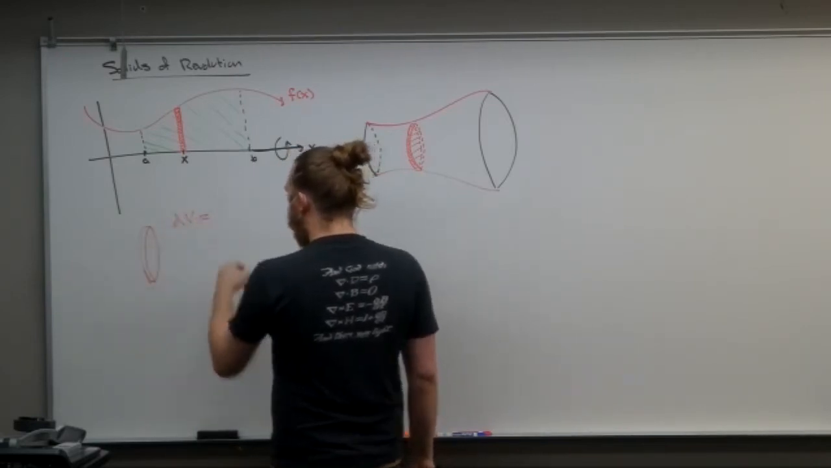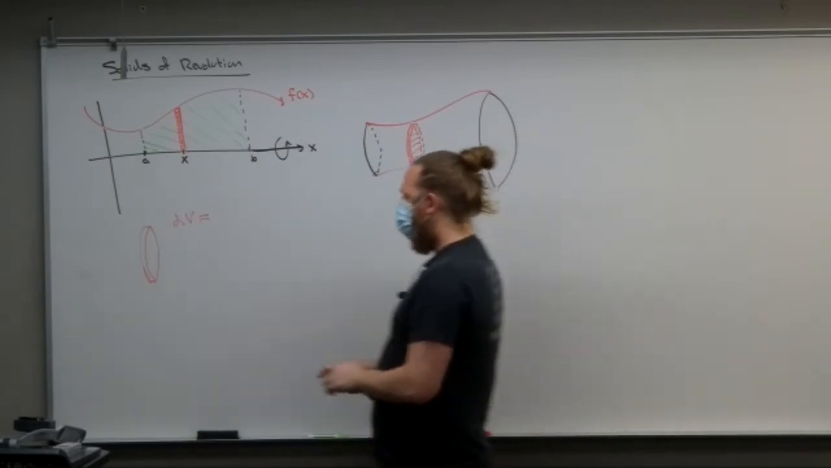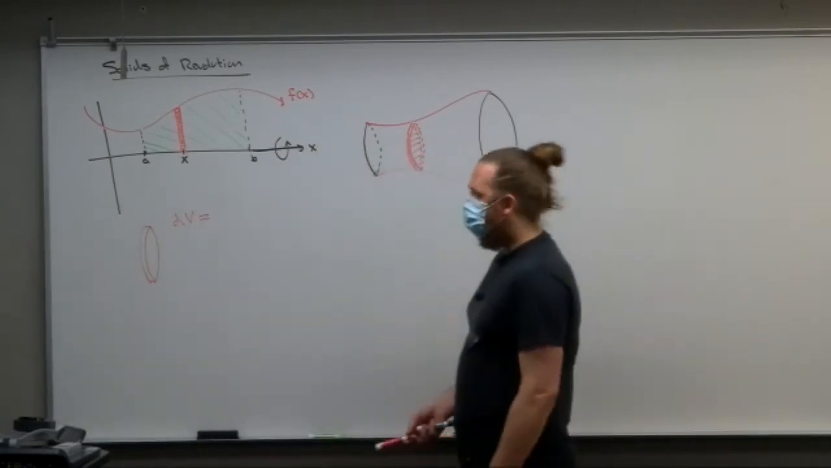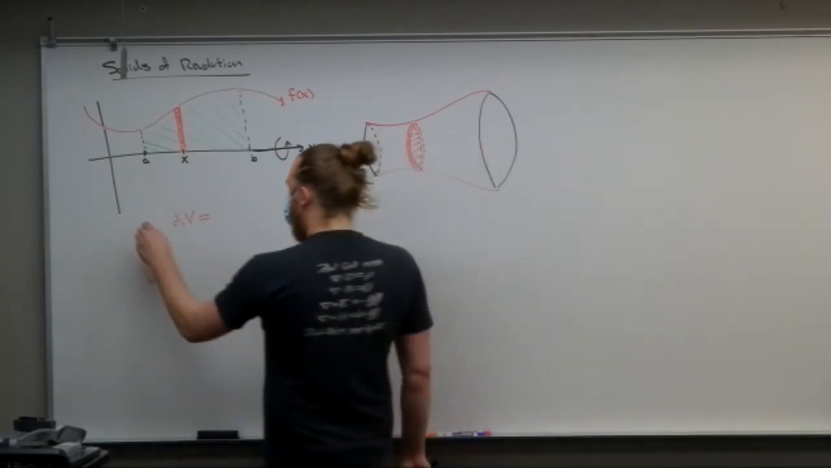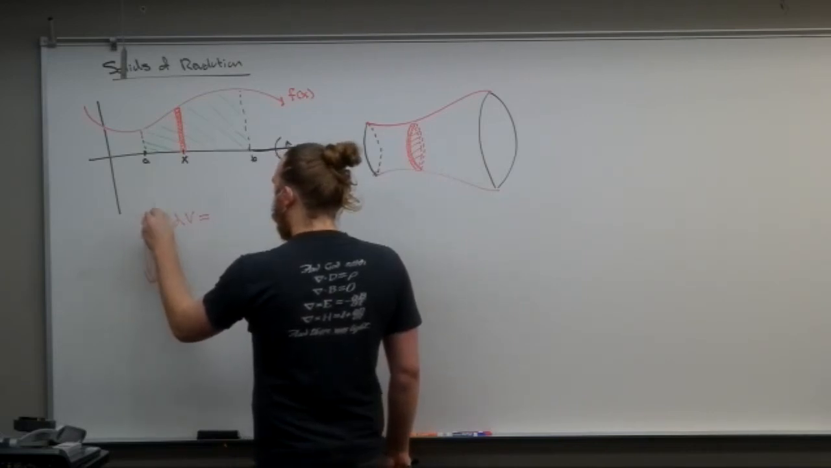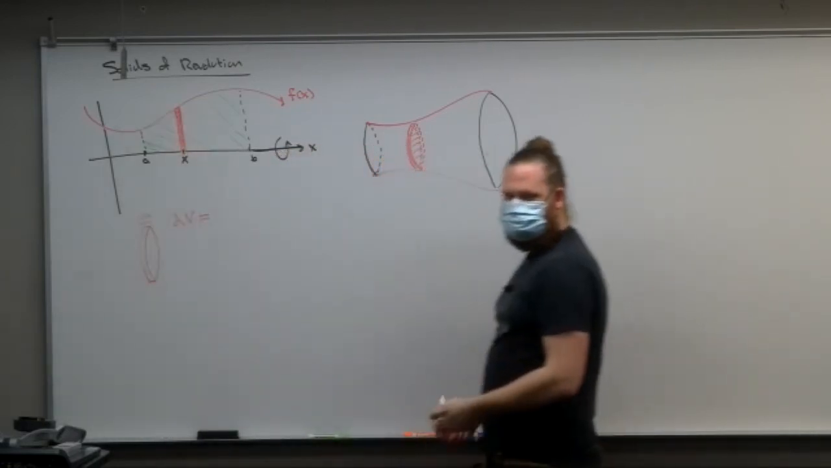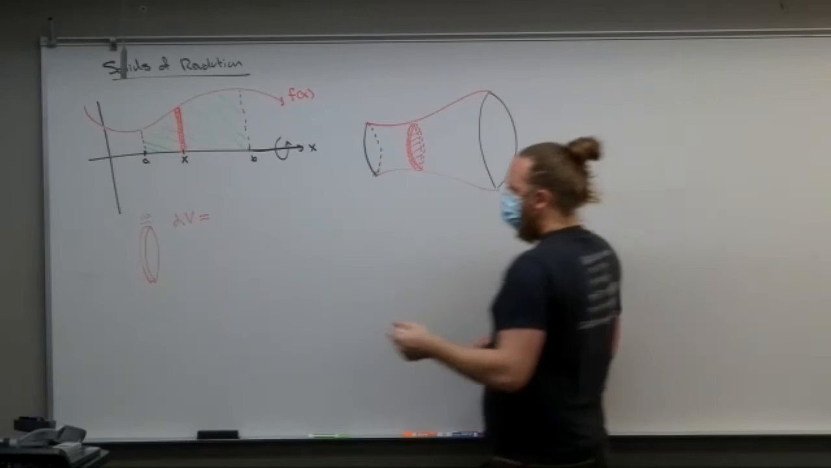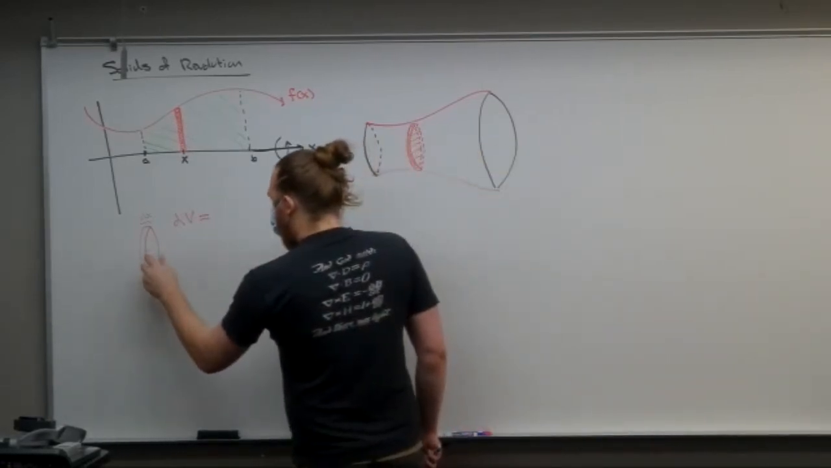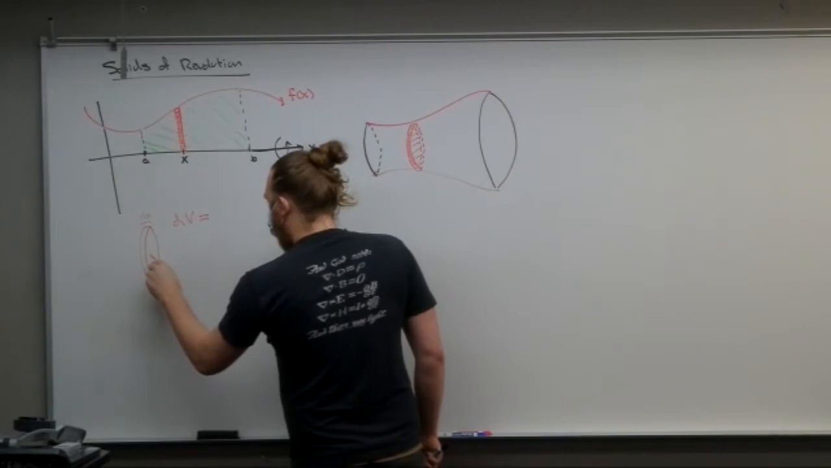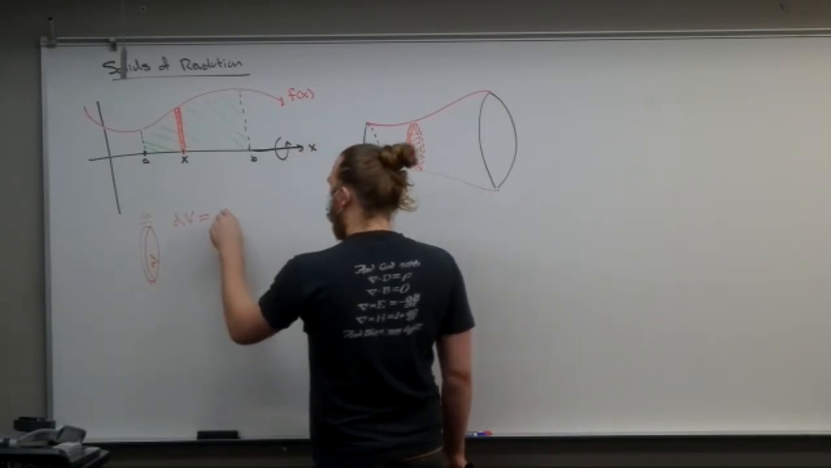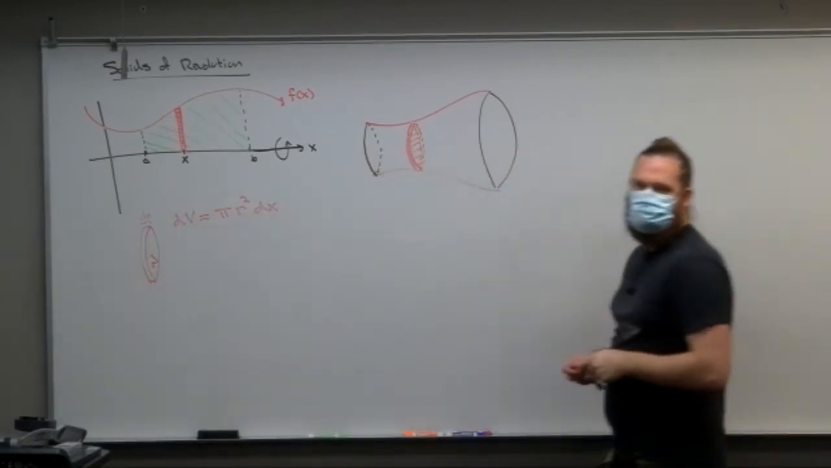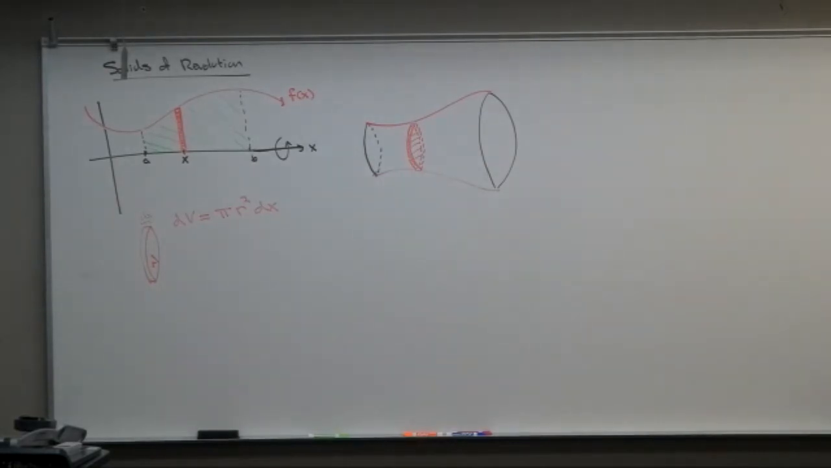I'll always call this little volume dV. In order to find that little volume, just like in the previous example, I need the radius and the thickness. The thickness of this solid is the thickness of this little strip, which is dx, because the strip is a vertical strip, its thickness is a little horizontal thickness or a small change in x. And the radius is just r, so this would be pi r squared dx, and this is the general disk method.